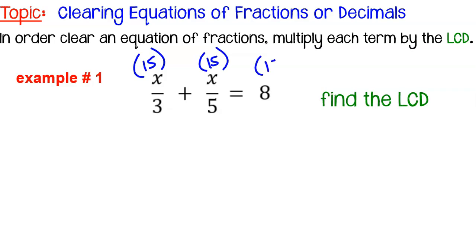And the reason why I do that is because when I'm going to multiply 15 by a fraction, I'm actually going to do some multiplying, but I'm also going to do some dividing. And sometimes I prefer to do my dividing first. So 15 divided by 3 is 5. And 15 divided by 5 is 3. And 15 divided by 1 is 15, so I'm not going to touch this last one at all. Now I'm ready to do my multiplying. 5 times x is 5x. And 3 times x is 3x. And 15 times 8 is 120.